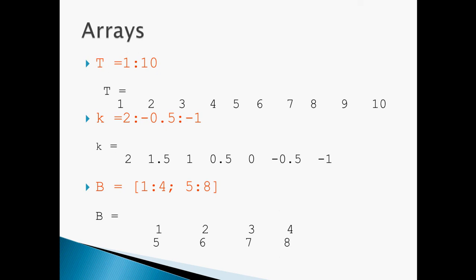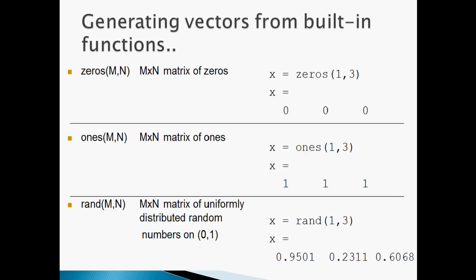Now there are three MATLAB built-in functions, and these functions are used in almost all codes. So these three functions are very important for our projects and our coding. One is zeros, another is ones, and then rand.